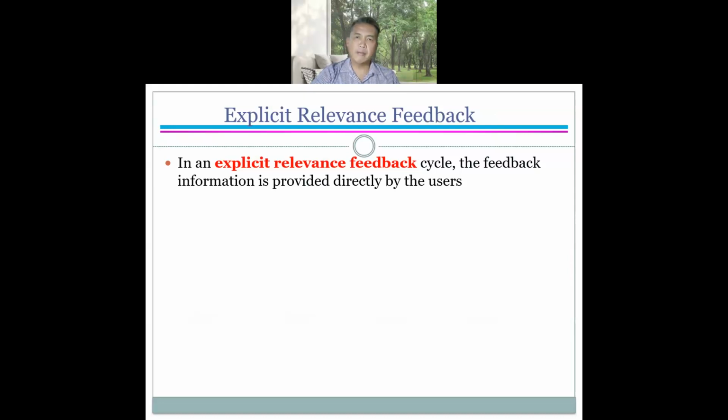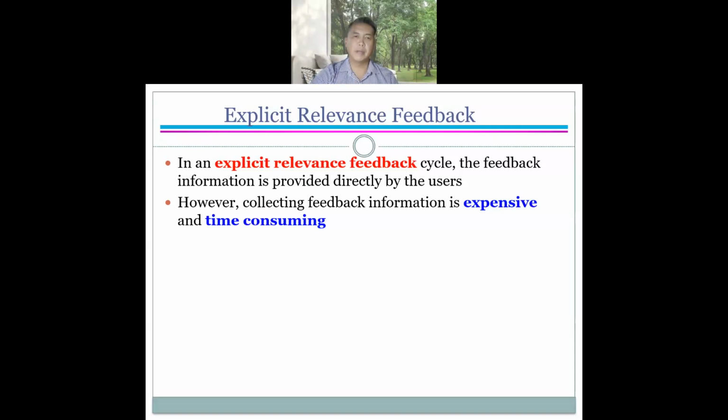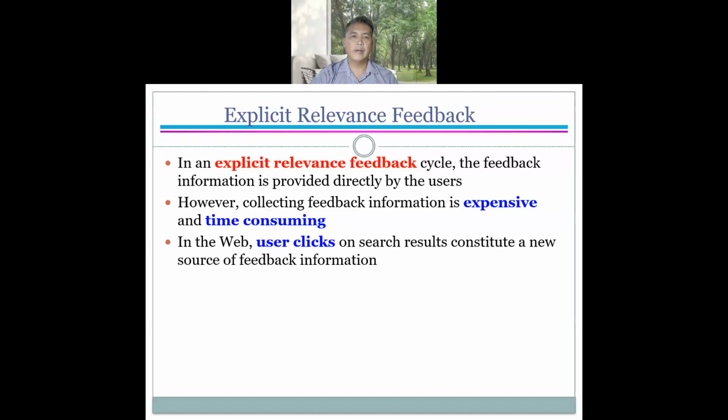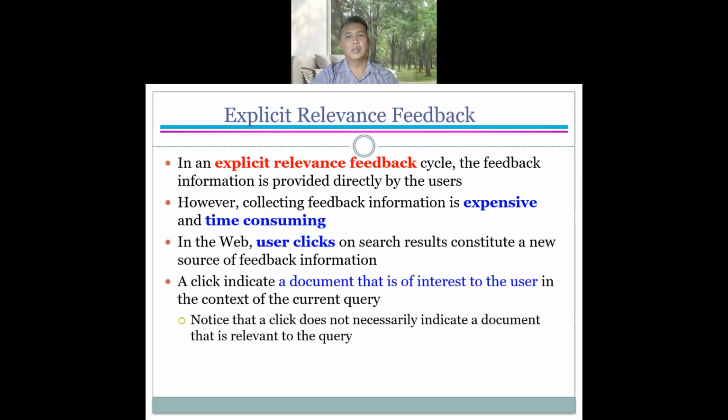Okay. So in the explicit relevant feedback cycle, we get the feedback directly from the user. But this is time consuming because you need to interact with the user. But we do have the web user click history. So from here, we can get all the history of the clicking activity of the user. So this could be used as an implicit relevant feedback. Implicit means indirectly capturing the information about relevant information.